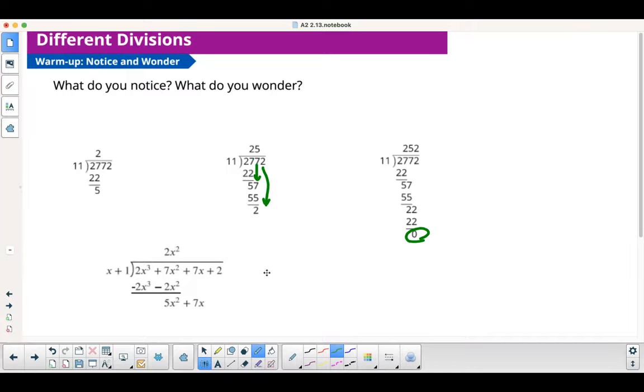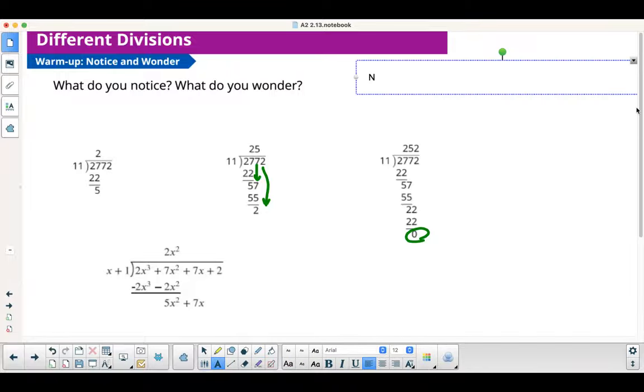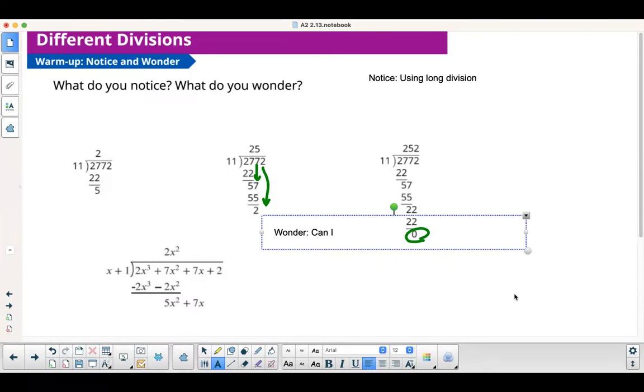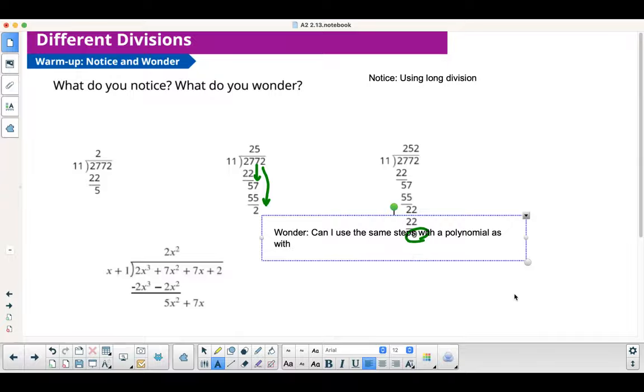Okay. Now, this is a polynomial here. So I wonder if I use the same steps to divide polynomials instead of whole numbers. So there's a notice, using long division. Let's put a wonder down here. Wonder: can I use the same steps with a polynomial as with only numbers?